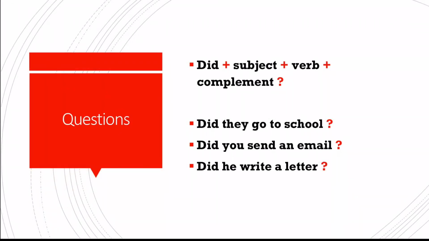Questions. There are different ways of making questions in simple past. The first one is using the auxiliary did plus the subject plus the verb plus a complement. For example, did they go to school? Did you send an email? Did he write a letter? Once again, when we are using the auxiliary did, the verb stays in present.